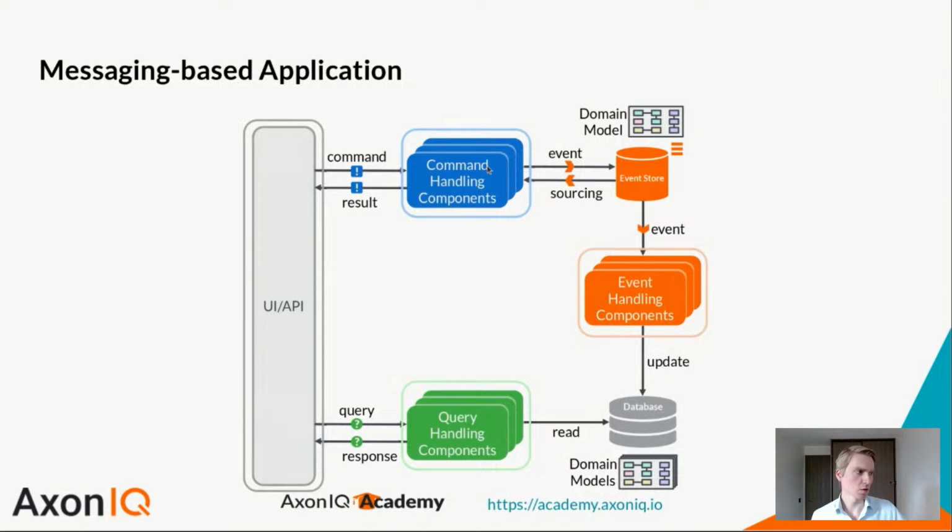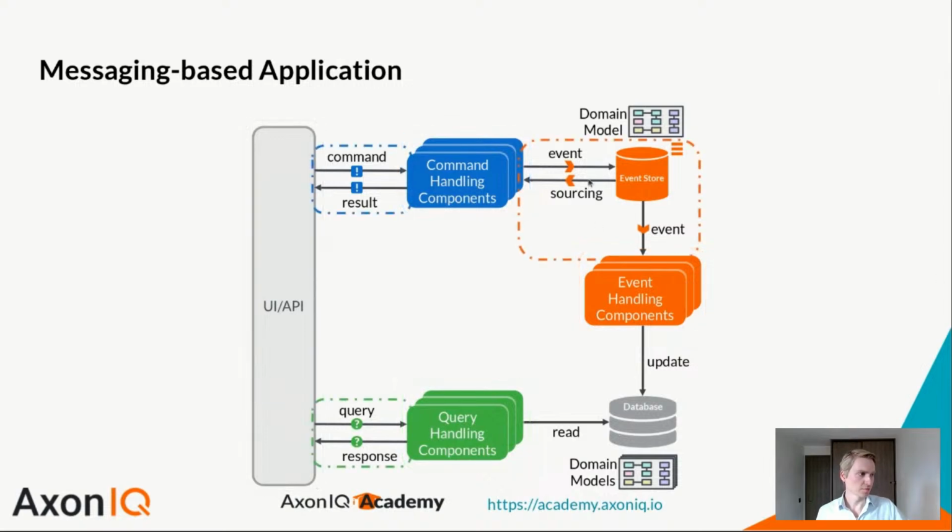we handle a command in our command handling components, we will consult the event store, we do event sourcing, we get the current state of our aggregate, our entity, our domain model, really. And then based on that, we can do our reasoning and we can publish events, which can then be handled by event handling components to update some kind of projection database from which we can then finally answer those queries by consulting the right information.